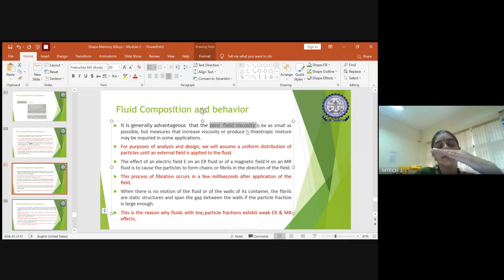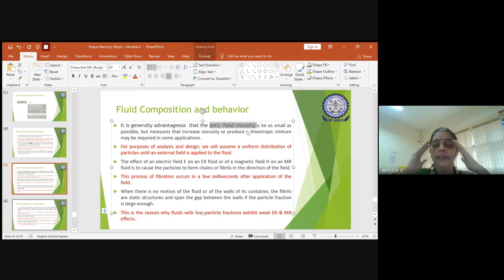But when you have stabilized the given material with a stagnant or small viscosity at zero field, when you start applying the pressure or the external field, it results in increasing the viscosity. So increasing the viscosity is needed for different types of applications.